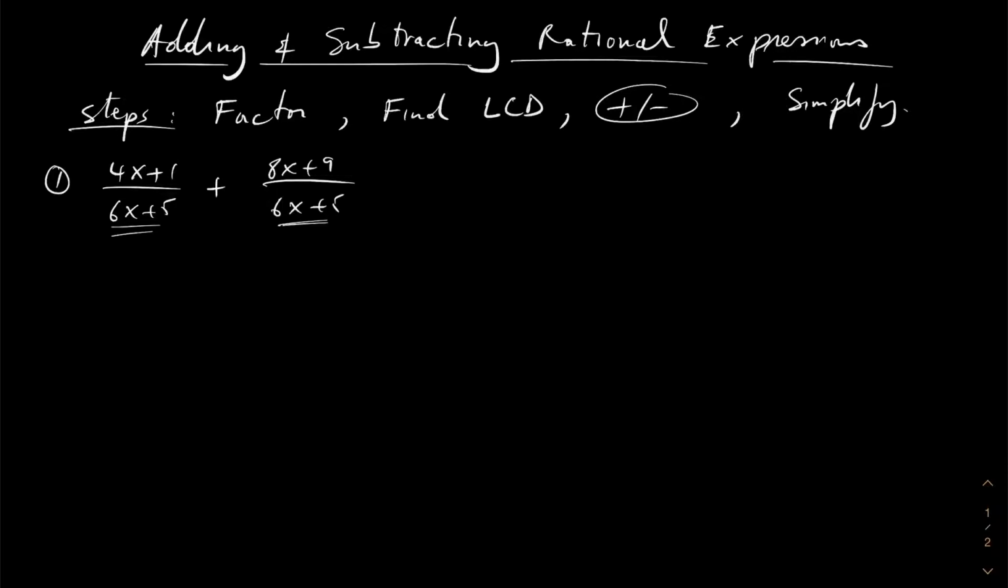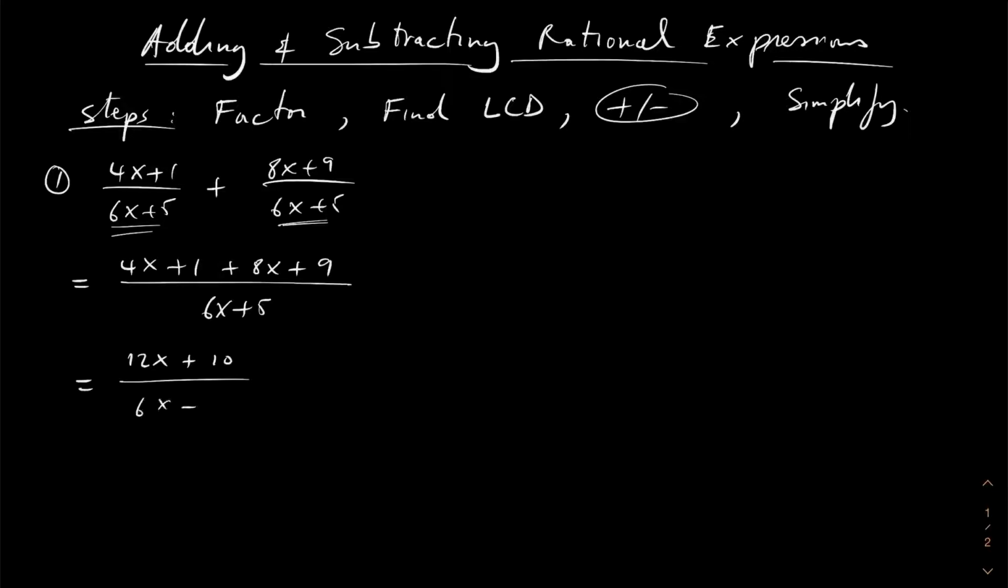The third step would be to add or subtract the numerators depending on what you have. And so since we have an addition here, we're going to add both numerators while keeping them over their common denominator. And so that's going to be (4x + 1 + 8x + 9) divided by (6x + 5). And so the last step is to simplify it further. And so you're going to get 4x plus 8x giving you 12x, and then 1 plus 9 is going to give you 10. And in the denominator, you're going to have still 6x + 5.